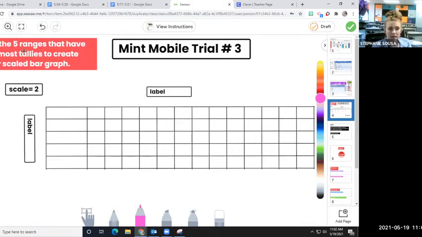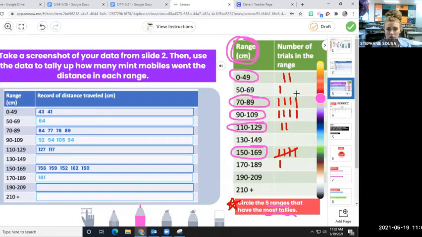Slide 4 says use the 5 ranges that have the most tallies to create your scaled bar graph. We've already been given a scale here. Our scale is 2. Okay, why is it 2? Because what we're graphing is 2, 4, 2, 4, and 5. And we can get to those easily on a scale of 2.